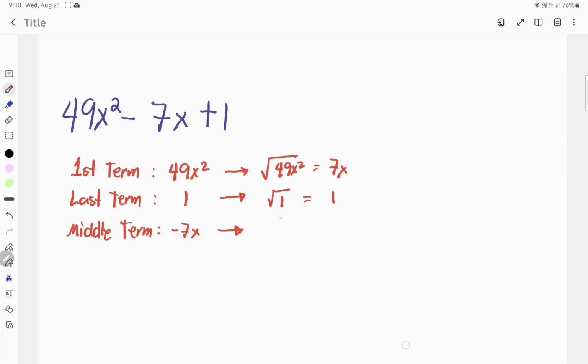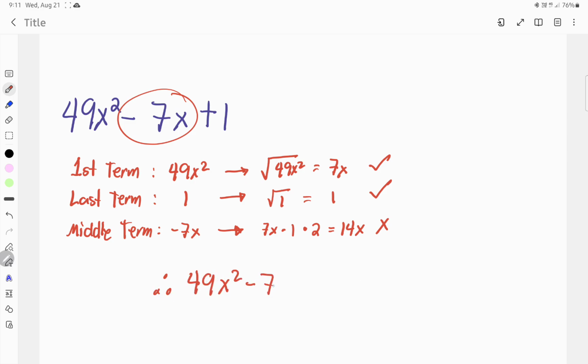Let's try now the middle term, which is 7x times 1 times 2. Always remember the 2 twice is equal to 14x. So this is correct for the first term. This is correct. However, as you can see, this is not. So therefore, if it's not, we can conclude that 49x squared minus 7x plus 1 is not a perfect square trinomial.